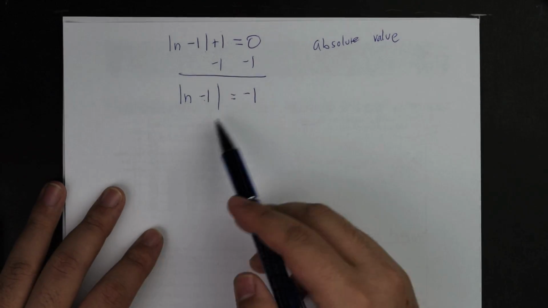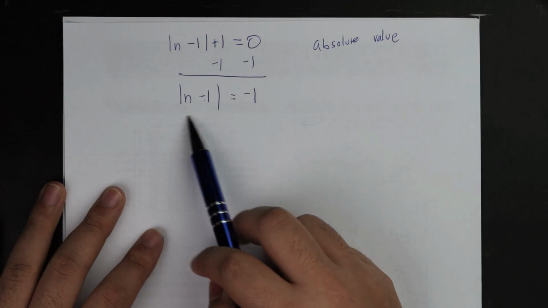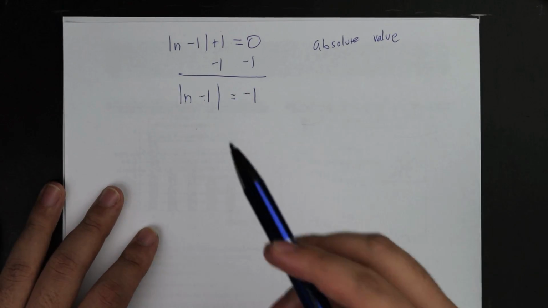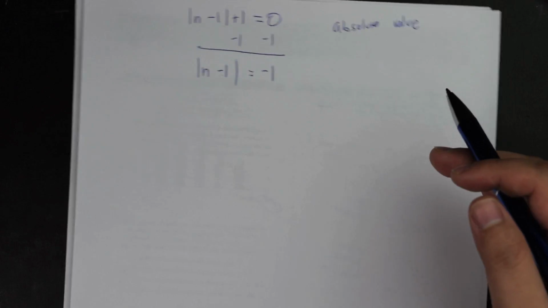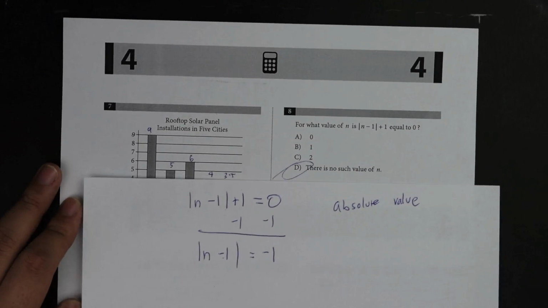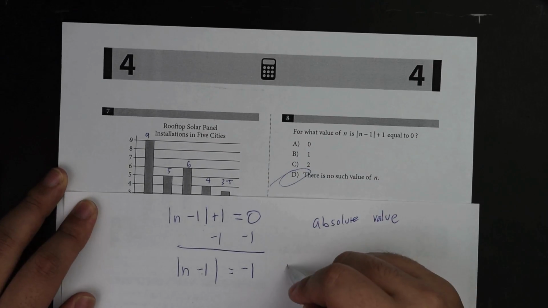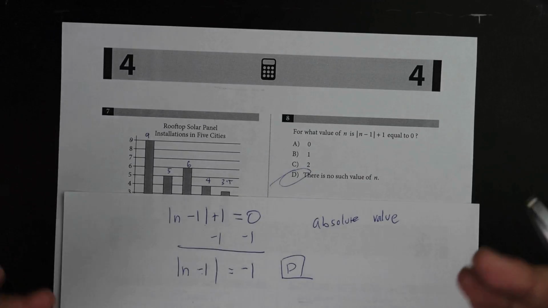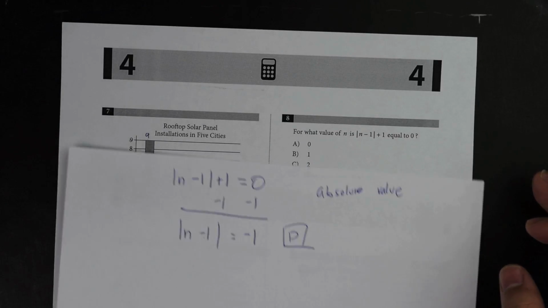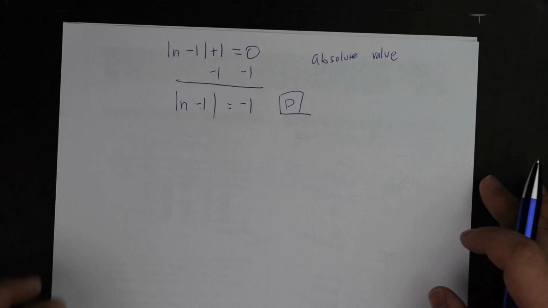For this question, I noticed right off that the absolute value of n minus 1 equals negative 1, which is impossible to get any possible answer out of. Because of that, I knew right off it was going to be D, that there is no possible value for n that's going to help me solve the problem. And that concludes my explanation for today.